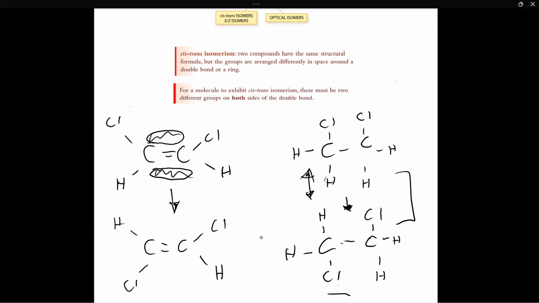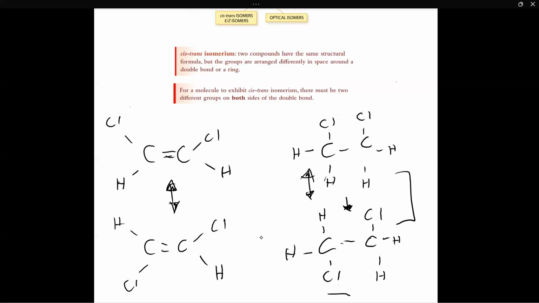And then, of course, the bond reforms. So that is in the theoretical sense. That is why cis-trans isomerism is only possible in compounds with double bonds. You can't have cis-trans isomerism in single bonded compounds, because even if you rotate, even if you change the spatial arrangement of the atoms, the compound remains the same.